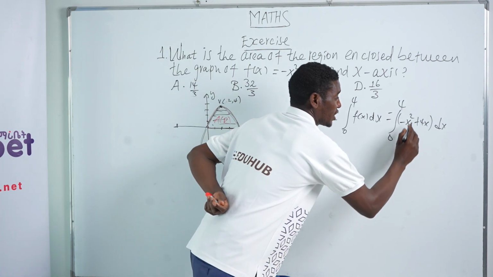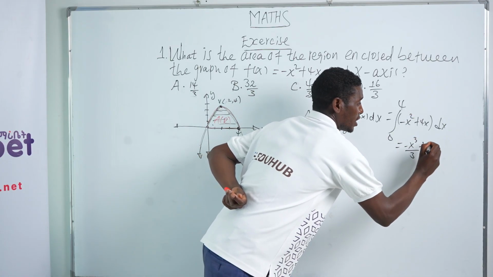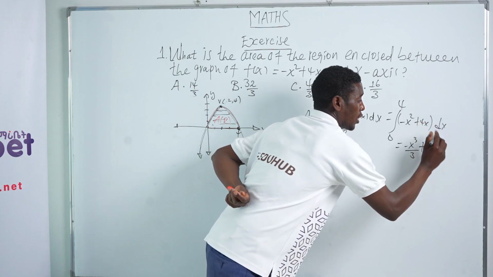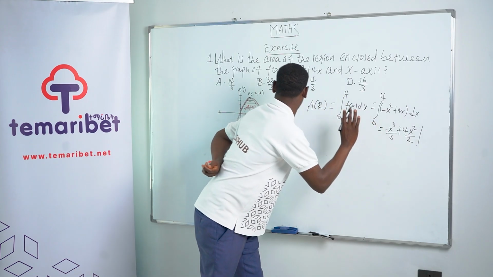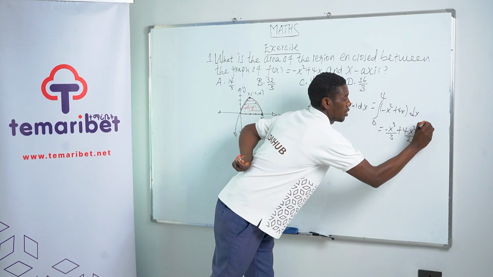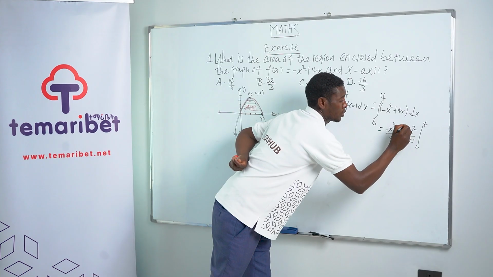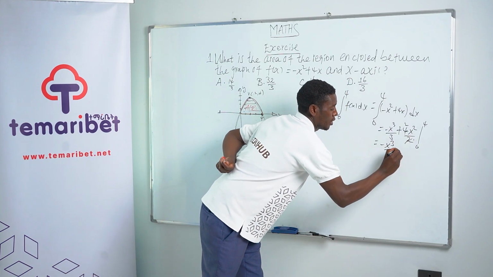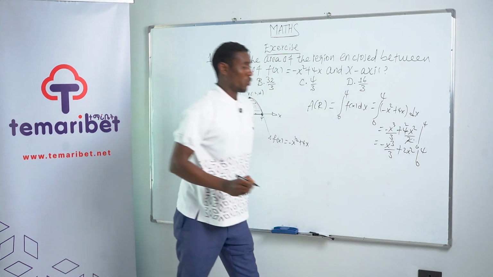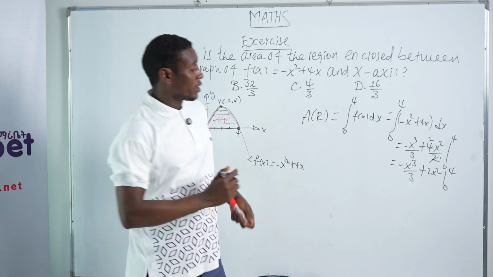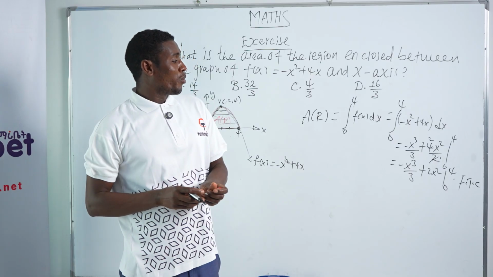So the integral of minus x squared is, using the power rule, minus x to the power 2 plus 1, which is 3, over 3, plus 4x, where the exponent is 1, 1 plus 1 is 2, over 2, from 0 to 4. So it becomes minus x cubed over 3 plus 2x squared, from 0 to 4. After that, apply the fundamental theorem of calculus, that is F of b minus F of a.